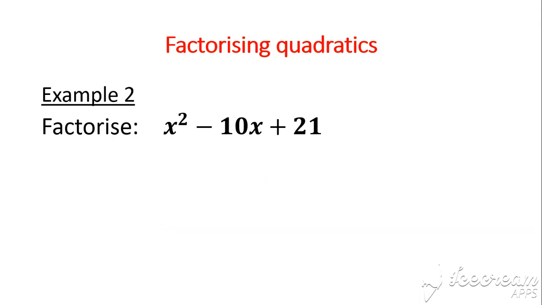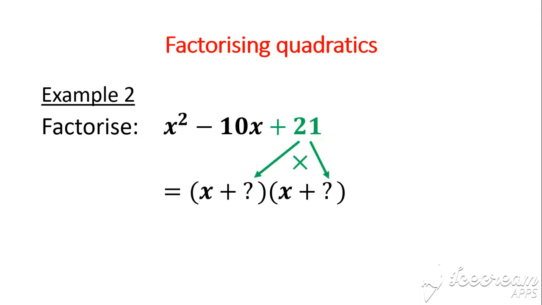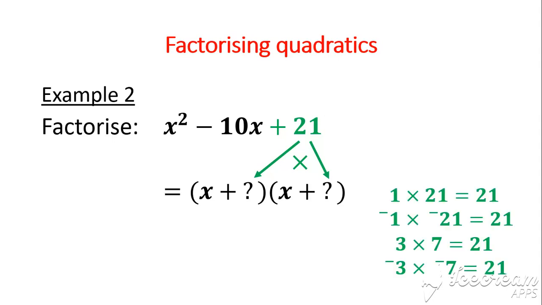All right, let's get into example 2. Keep going with these integers. x squared minus 10x plus 21. So we know we're going to have two brackets. They must multiply to give 21, positive 21. Now, because it's positive, we either need to have two positive numbers or two negative numbers to get 21, because two positives make positive, two negatives make positive.